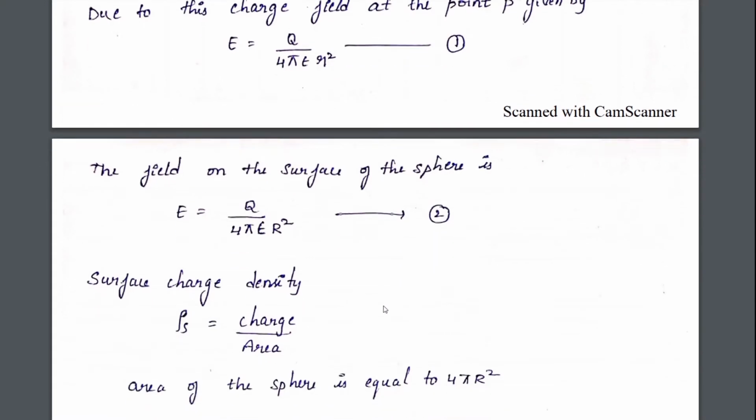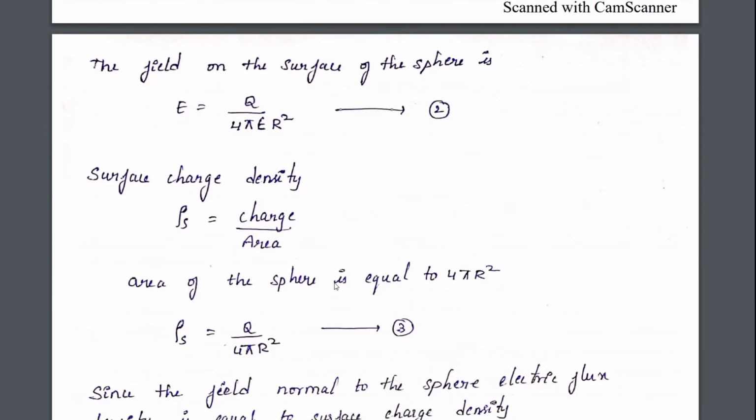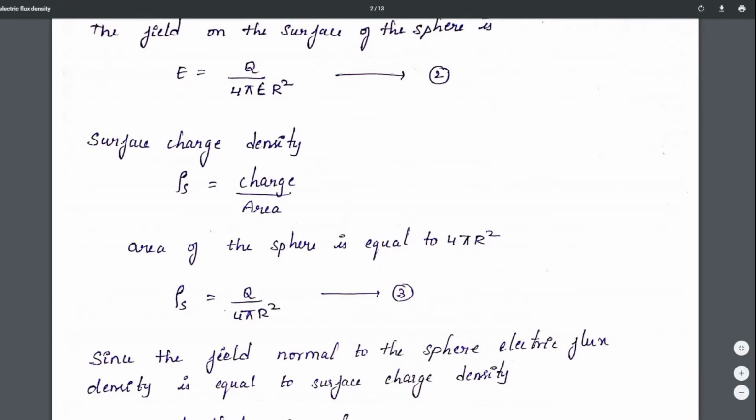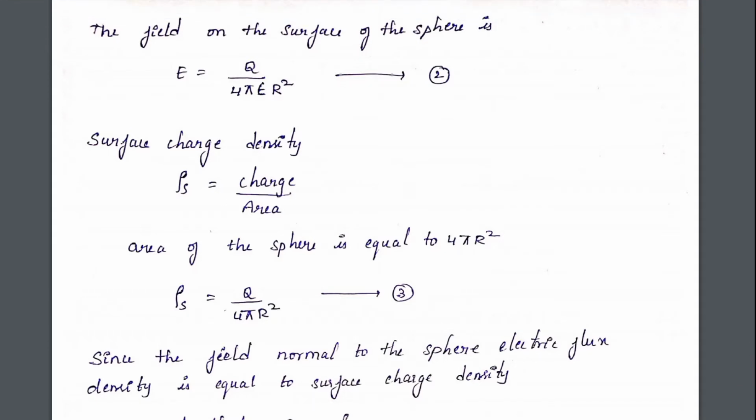Then we are going to define rho s. I told you in the last class, all three densities we have taught: line charge density, surface charge density, and volume charge density. Surface charge density is charge upon area. So what is the charge present in the sphere? It is Q. And all of you should know the area of the sphere is 4 pi r square. So the value of rho s will become Q by 4 pi r square. That is the definition of rho s applied for the sphere.